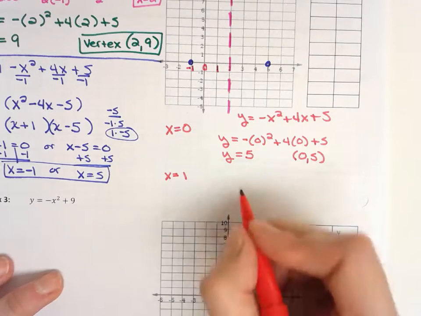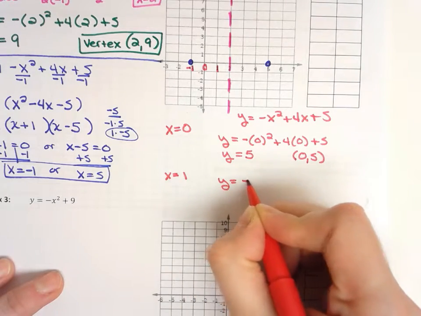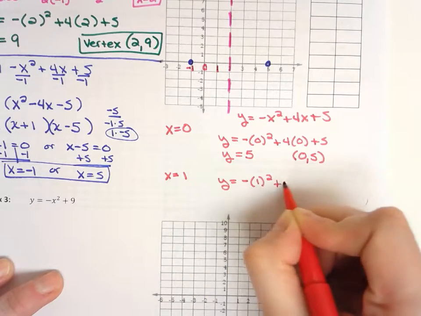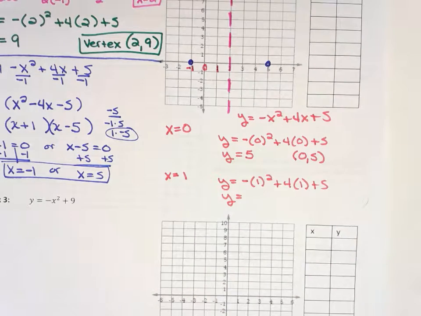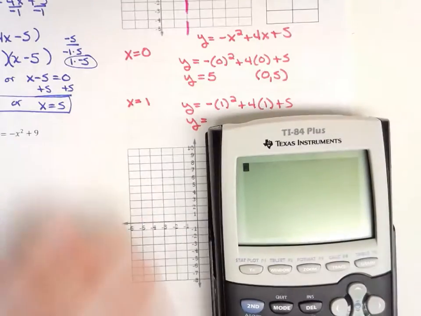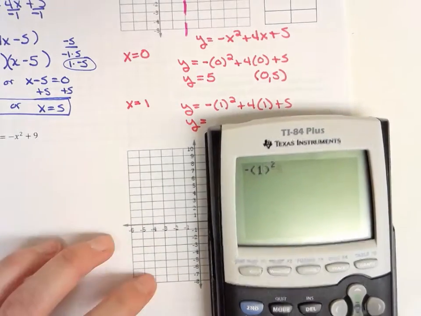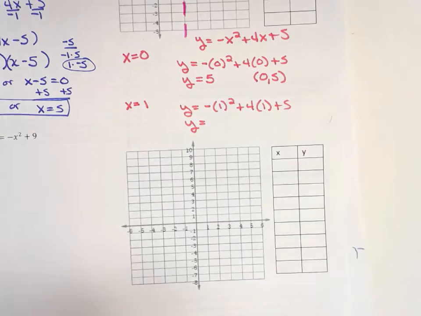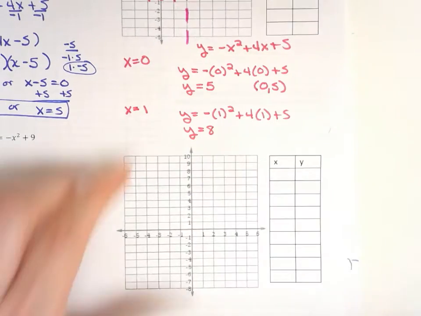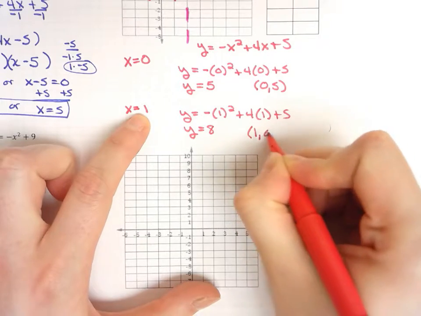For the other one, I've got x is equal to 1. So I've got negative 1 squared plus 4 times 1 plus 5. So let's go ahead and simplify that inside the calculator. So negative 1 squared plus 4 times 1 plus 5. That gives me positive 8. So that means that I've got a point at 1, 8.